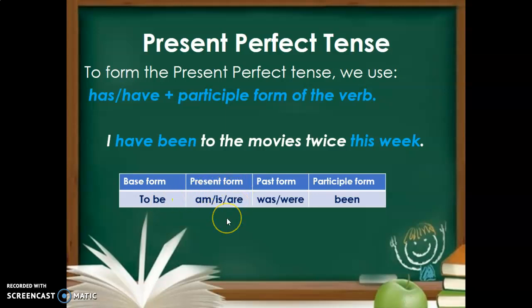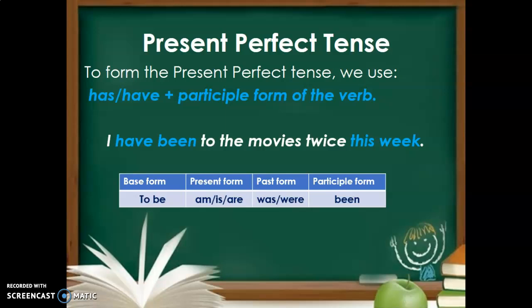It has different forms because the verb to be is an irregular verb and it's also special, right? So am, is, and are. These are the forms in the present. How about the past form? Was and were. And the participle form, it's been. So this is what we need to use when we want to use the present perfect tense. This is the one we need to use, the participle form.